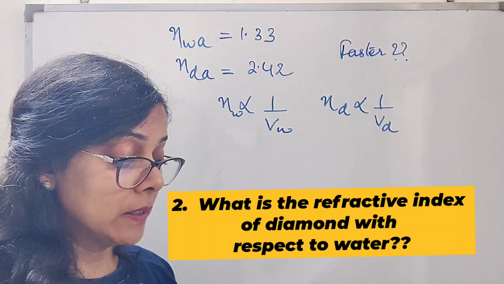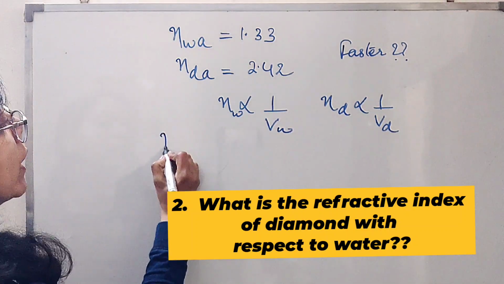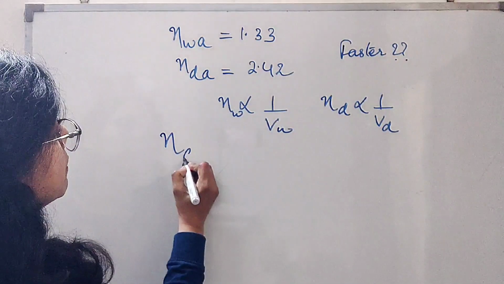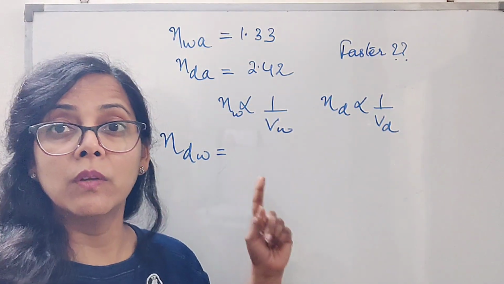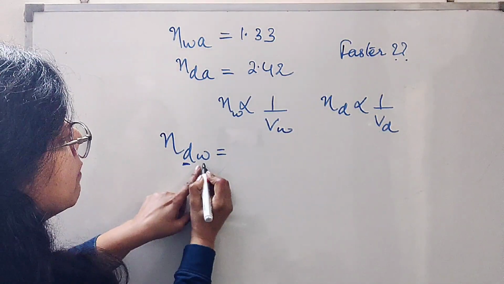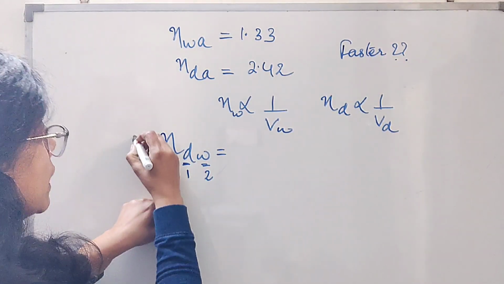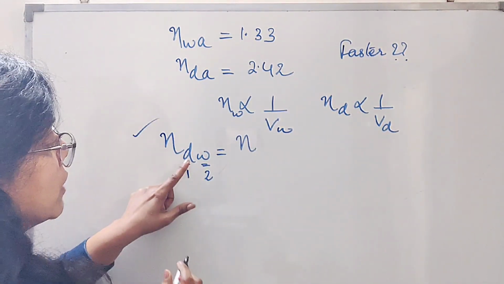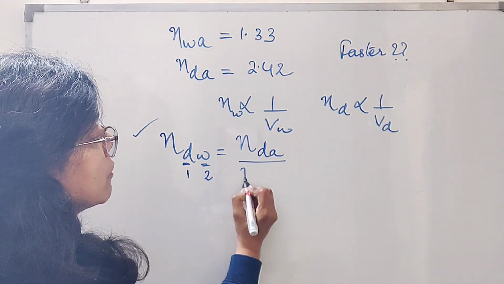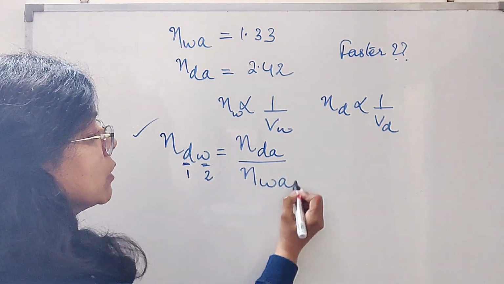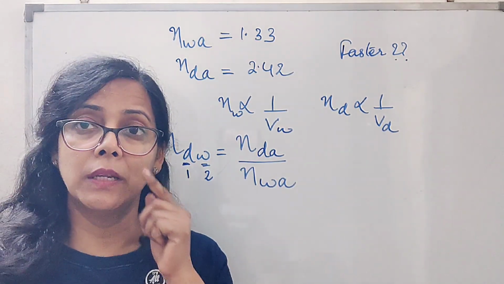Now the next part is, what is the refractive index of diamond with respect to water. We have to find the refractive index of diamond with respect to water. In such a situation, diamond is the first medium and water is the second medium. The formula you will use is that the refractive index of diamond with respect to water is the refractive index of diamond with respect to air divided by the refractive index of water with respect to air. The first medium you take in the numerator and the second medium in the denominator.